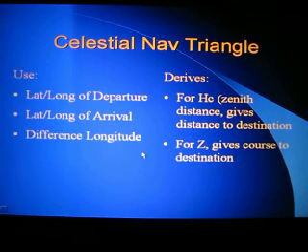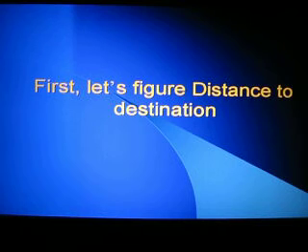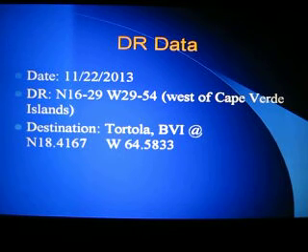So we're going to use the lat long of the departure point, we're going to use the lat long of the arrival point, we're going to use the difference in longitude between the two. All right, it's going to give us the computed height. Well, we're going to convert that back to zenith distance to give ourselves the distance to the destination. It's going to give us Z, and that'll be the course to destination once we convert it to Zn. Let's try one. All right, this is the date. This is one west of Cape Verde Islands heading to Tortola in the BVI.